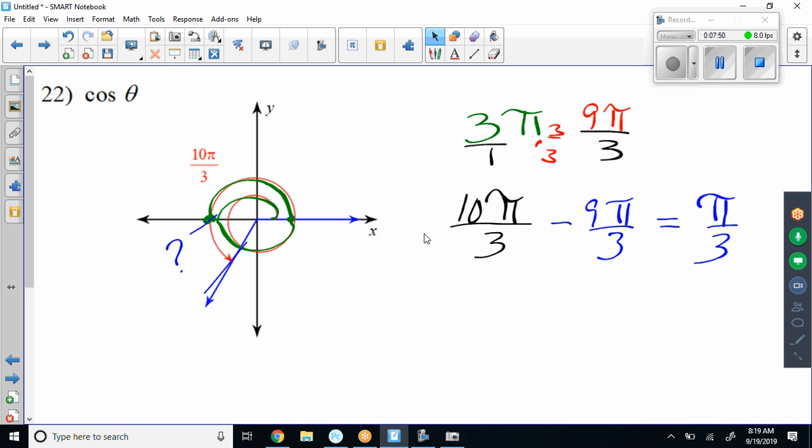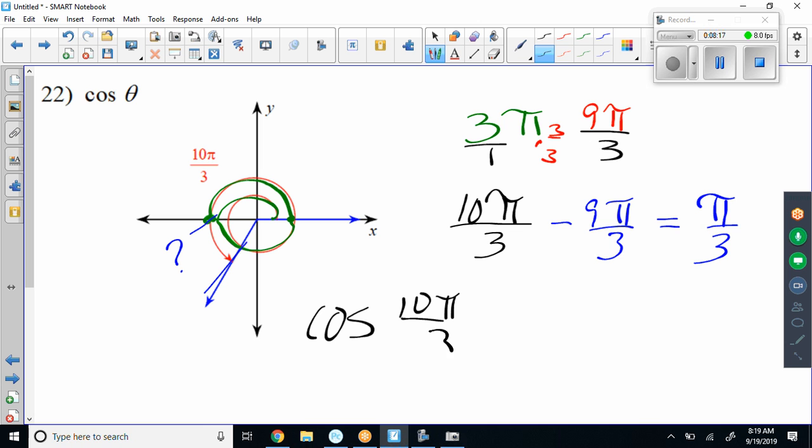So what would this be? What's the cosine of that? Is it 1/2? It can't be that. We're down here, right? We're in the third quadrant, right? Is it -1/2? Yeah? So the cosine of 10 pi over 3 is -1/2.